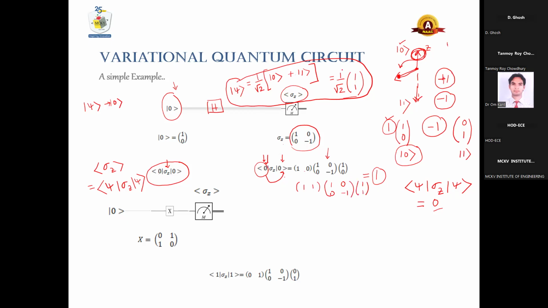I keep aside the 1 by square root 2. And if you calculate this matrix multiplication, I'm sure you will get a 0. So this is what the measurement does.